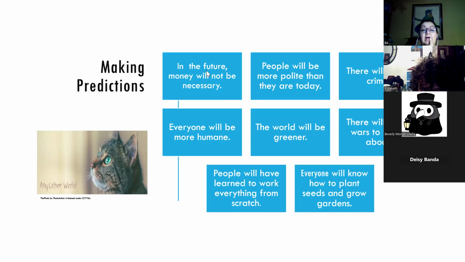Okay. So we have the time expression in the future, and then will and a verb. Will not be, will be, will have learned to work, will know. So we have will and a simple form of the verb for predictions. Do you agree or disagree with these predictions? ¿Están de acuerdo o en desacuerdo con estas predicciones?